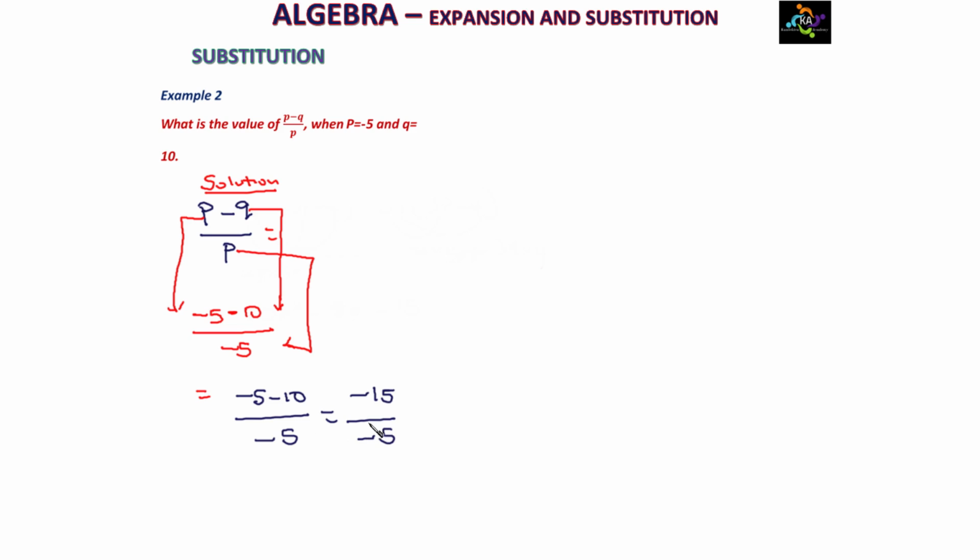Now, you see that there's something here. This is minus, this is minus. Minus divided by minus is plus, or it cancels out. And 15 divided by 5 will be 3. Then our answer for this is 3. That's on substitution.